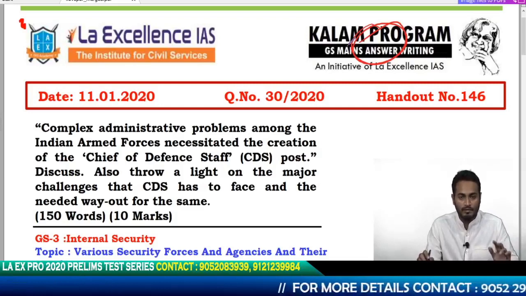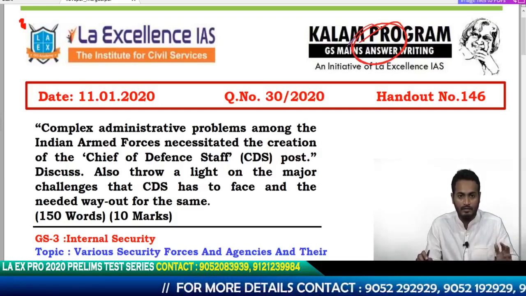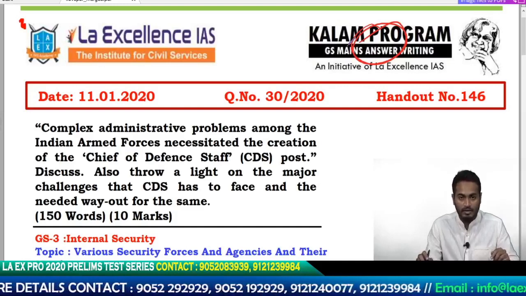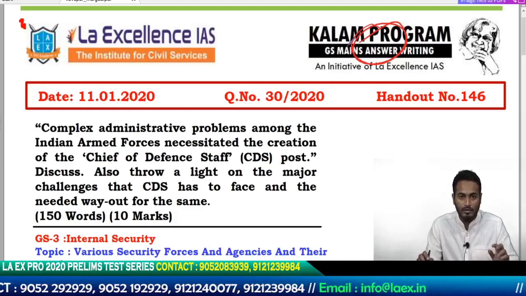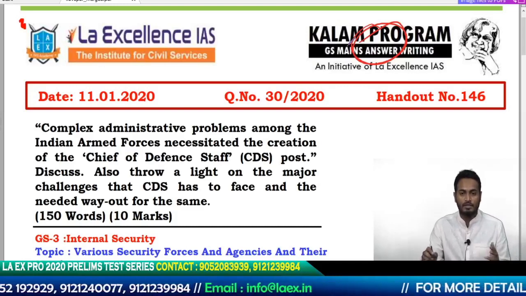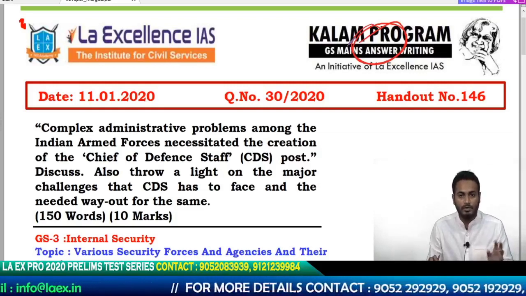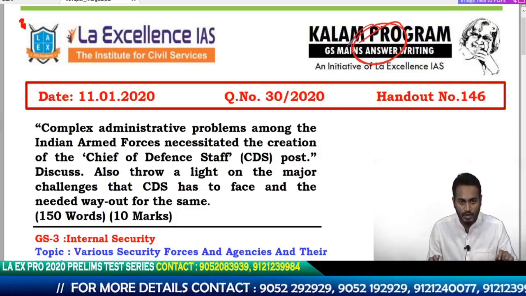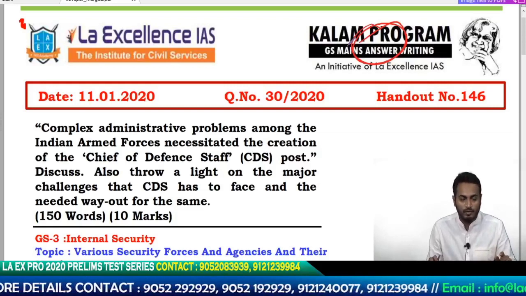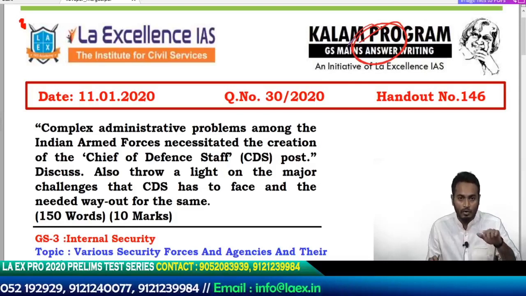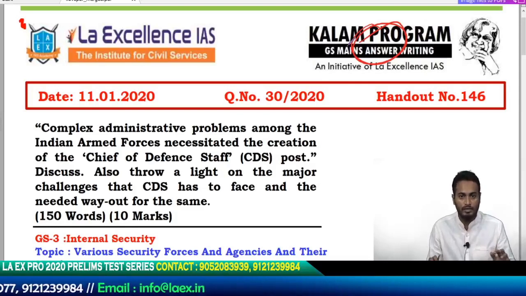So all these things have come up in the article, and then they have talked about the reasons why we need a CDS, if we need a CDS. Also, they have talked about the problems with the previous structure. Before CDS, there used to be a Chief of Staff committee in which all the three service chiefs used to be there, and then the senior most person would chair the post, and this was also rotated. The post was rotated between the three service chiefs.